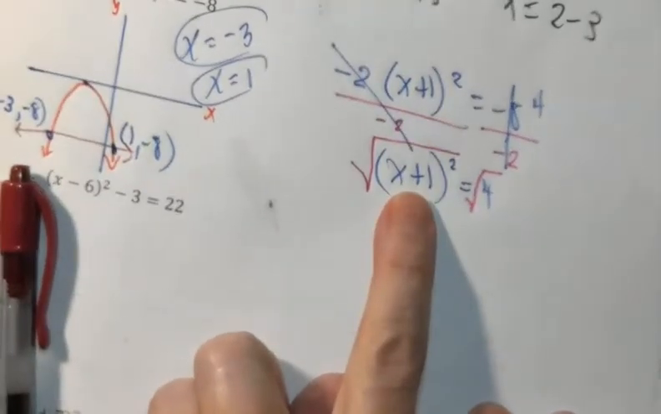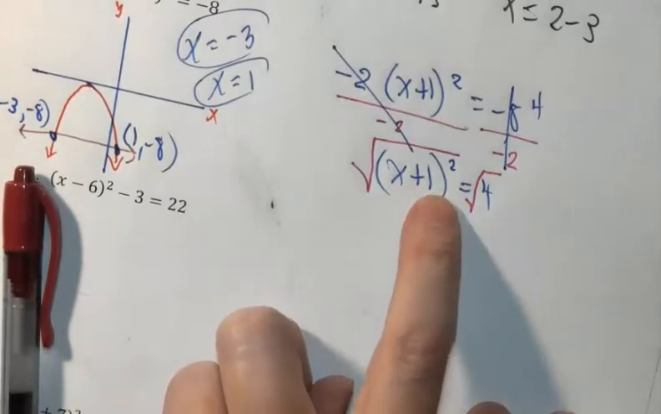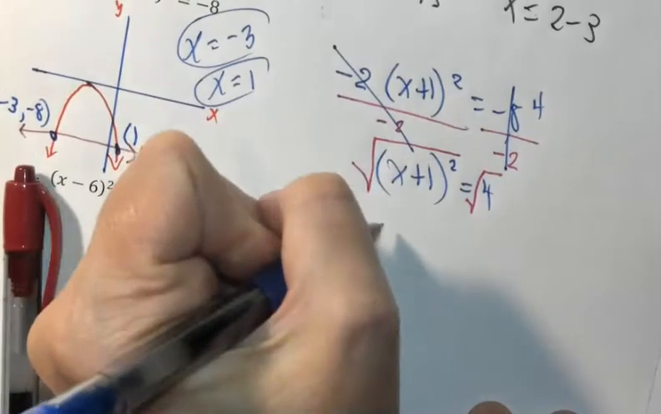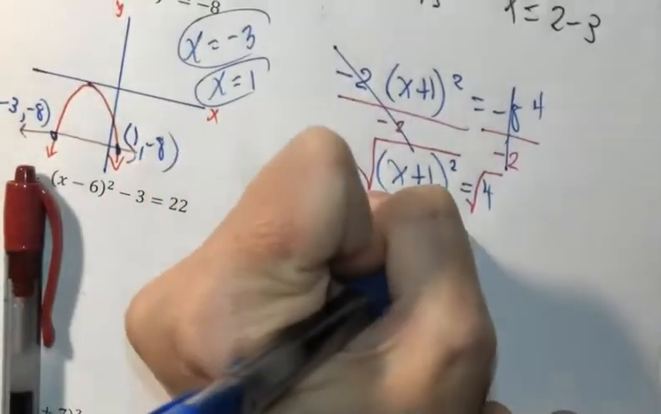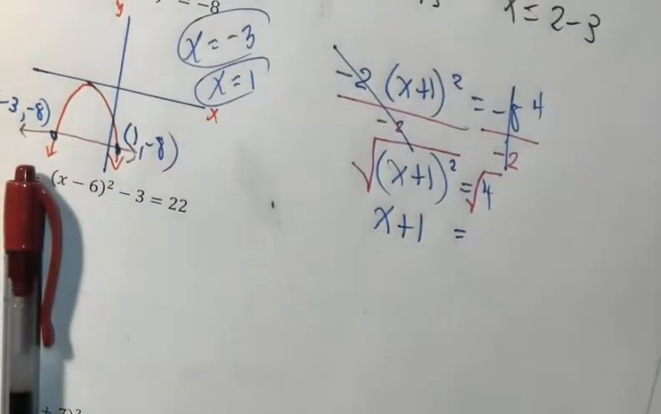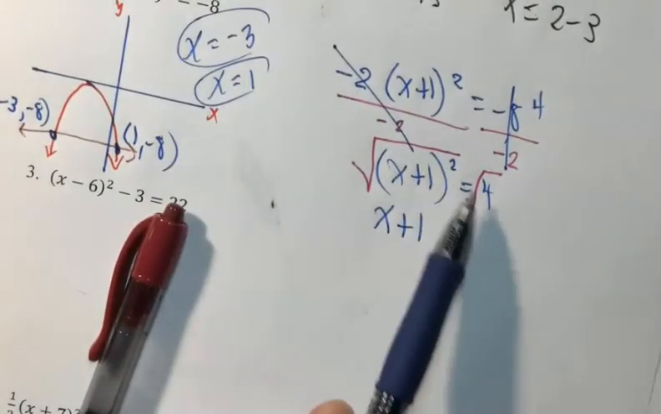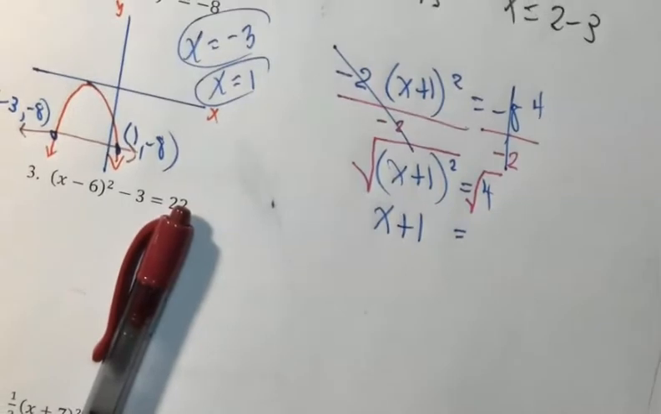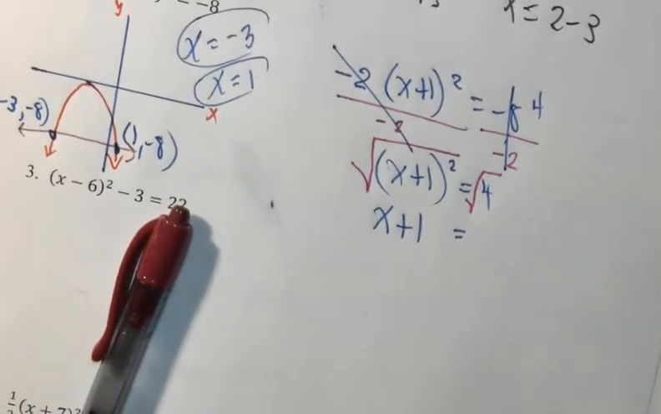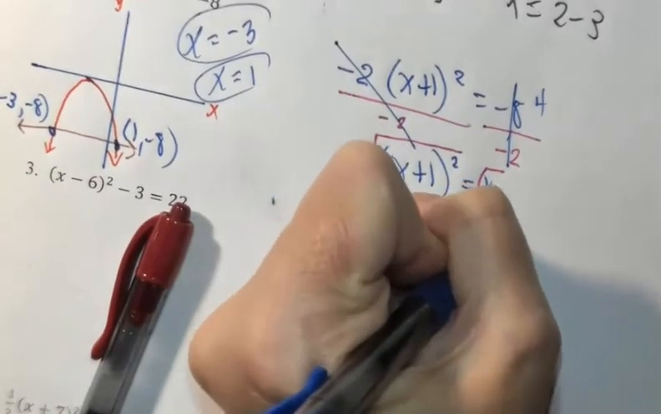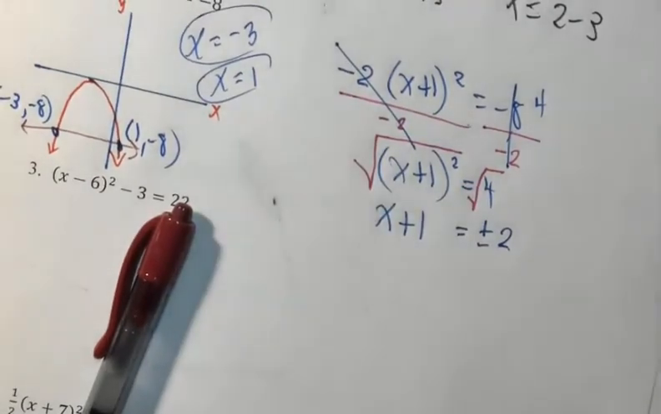When we square root this side, it basically eliminates the parentheses and it eliminates that square. So all that's left here is x plus 1. And on the right side, just like before, I don't know if the number in the parentheses was a positive or a negative, because if you square a positive or square a negative number, you still get the same result. So in this case, I'm going to put plus or minus 2, because positive 2 squared is 4 and negative 2 squared is 4. And then finally, we're going to subtract our 1 from both sides.